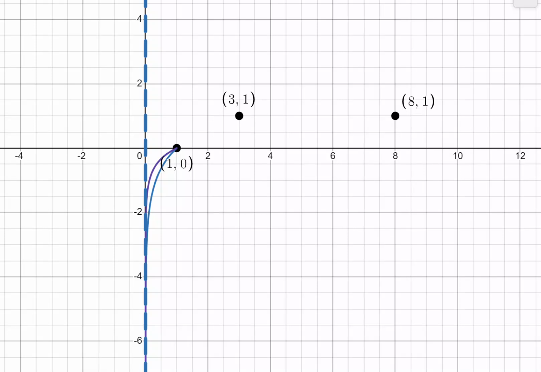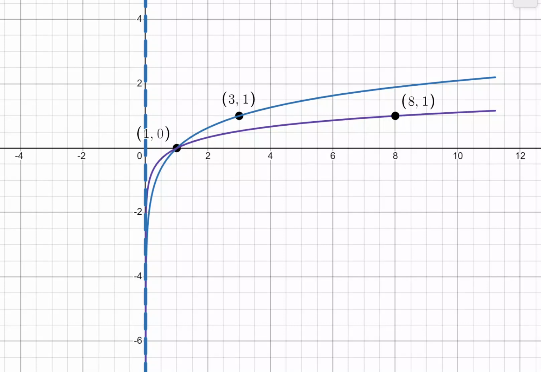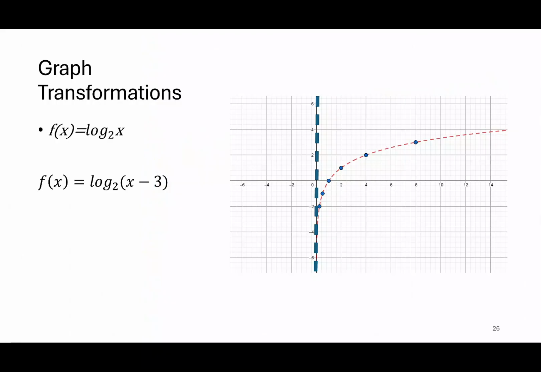Once I cross the intercept, I can see the log base 3 of x is slightly above the log base 8 of x. The higher the base, the slower the curve. Graphs of transformations will be similar to transformations we've done for other functions. We'll have horizontal, vertical, stretching, shrinking, and reflection.